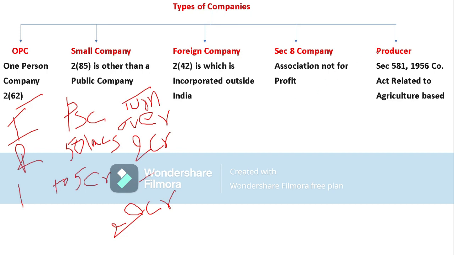Okay, and finally, producer company. So what does producer company mean according to section 581 of the 1956 Companies Act, okay, related to agriculture based products. Okay, so companies which produce agriculture based products, such type of companies are known as producer companies. Okay, so these are the types of companies which are there in the Companies Law Act.